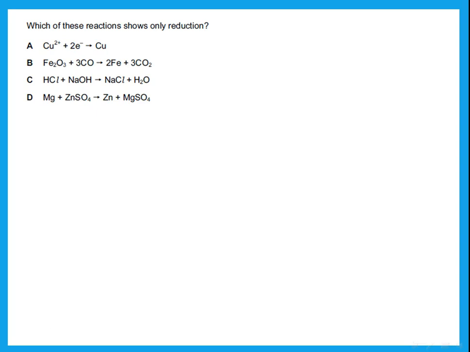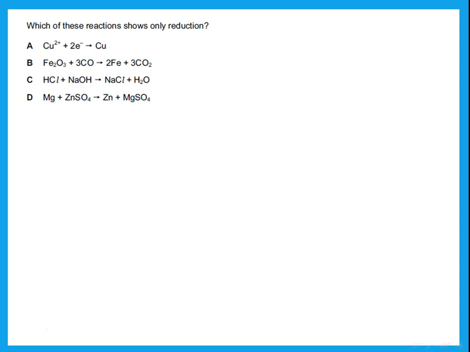What about D? D is what we call a displacement reaction. We said if magnesium reacts with zinc sulfate, it gives zinc plus magnesium sulfate. That means the magnesium pushed the zinc out and sat instead of it. That means the magnesium displaced the zinc. So C and D are totally wrong. So we're looking at A and B.